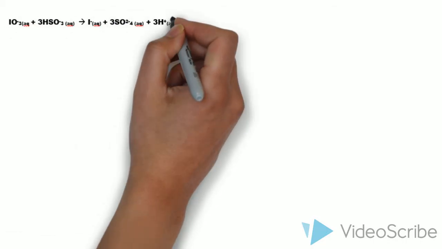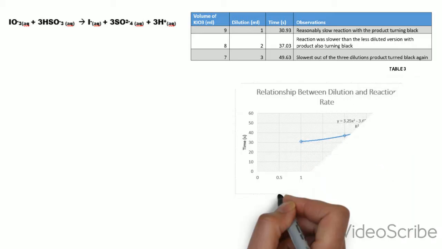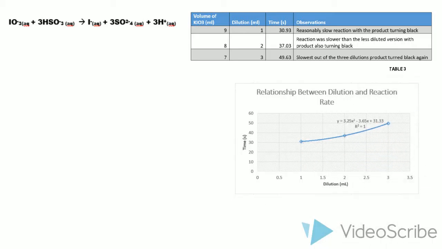The other reaction was a Koch reaction involving different dilute versions of potassium iodide, reacting with hydrogen sulfide. The results showed that there was an 18.7 seconds gap between the quickest reaction, which had the lowest dilution factor, and the slowest reaction, which had the highest dilution factor. Thus, these results support the theory that concentration affects the rate of reaction.